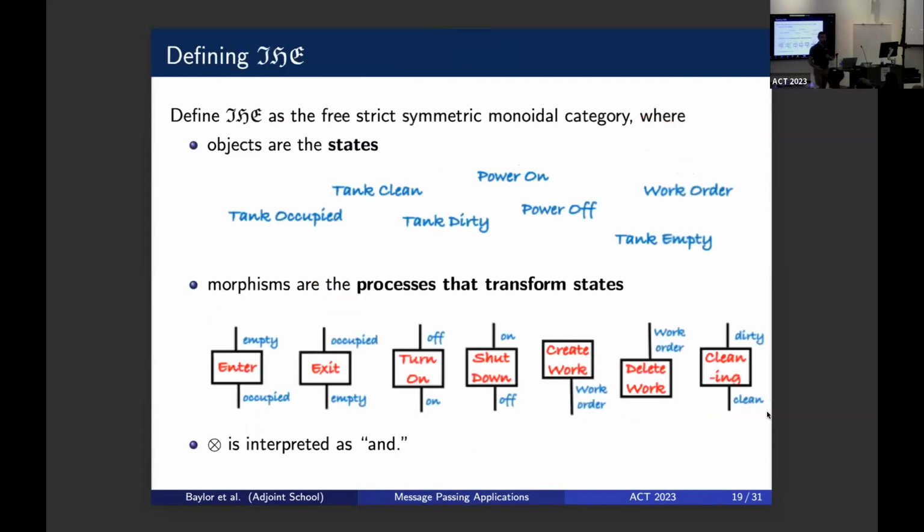And so, we'll put this framework to use. We define our category, isolation of hazardous energy, as the free strict symmetric monoidal category. As objects in this category, we're considering the states that I was describing: whether the tank is empty or not, whether the power is on or off, whether the tank is dirty or not. Those are our objects. For morphisms, we're looking at processes that transform those states. So for instance, if the power was on and we shut it down, it's now off. And so we can lay out those different morphisms.